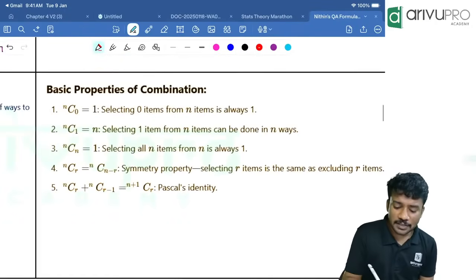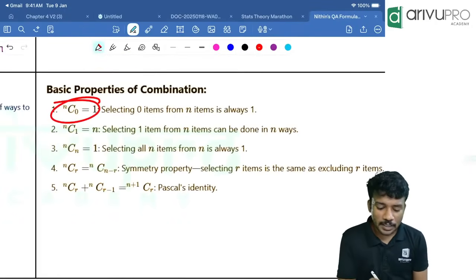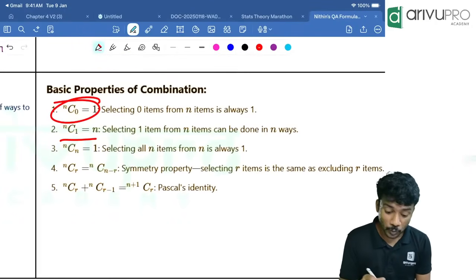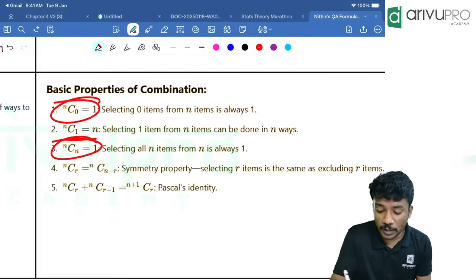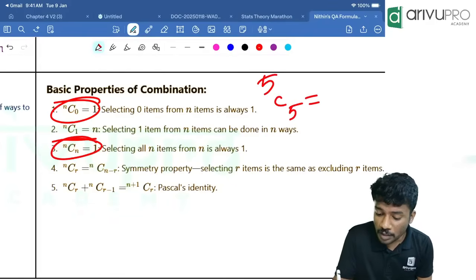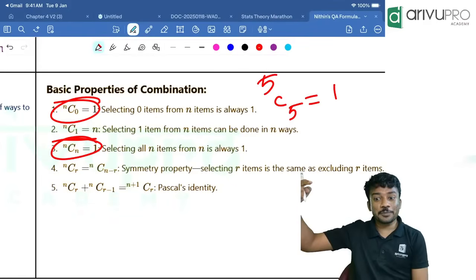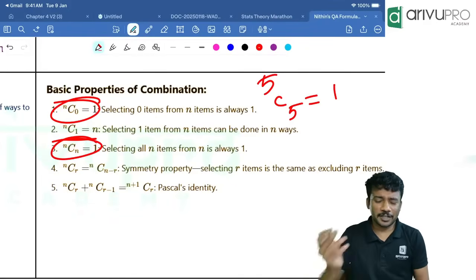Then nC0 is what? nC0 is 1. nC1 is equal to n. Then nCn is equal to 1. That means 5C5 is how much? 1. 5P5 was how much? 5 factorial. It is the opposite over here.